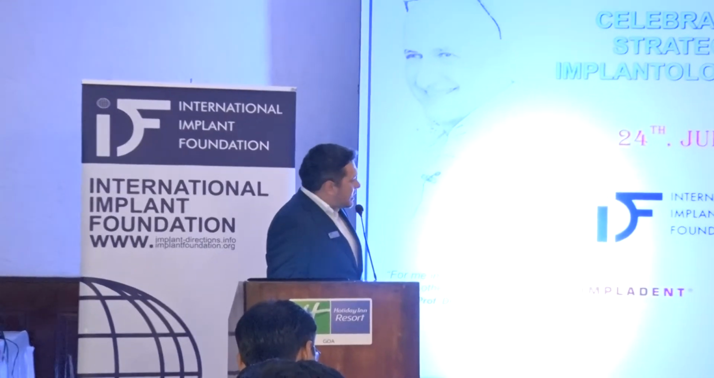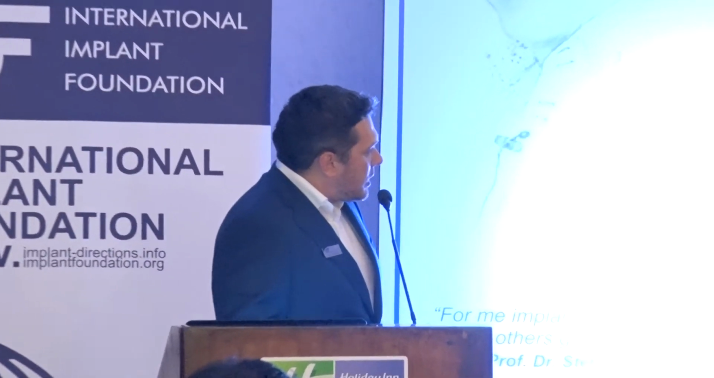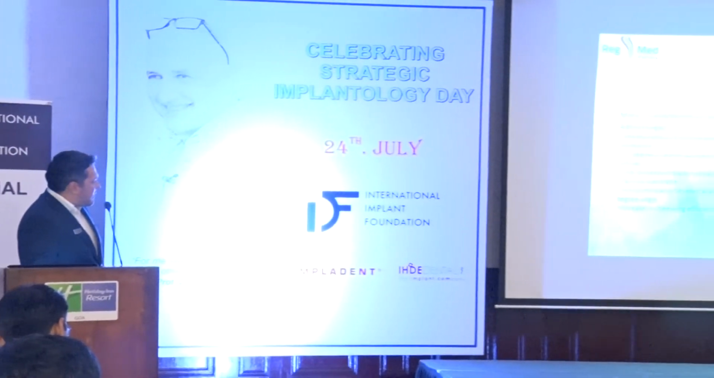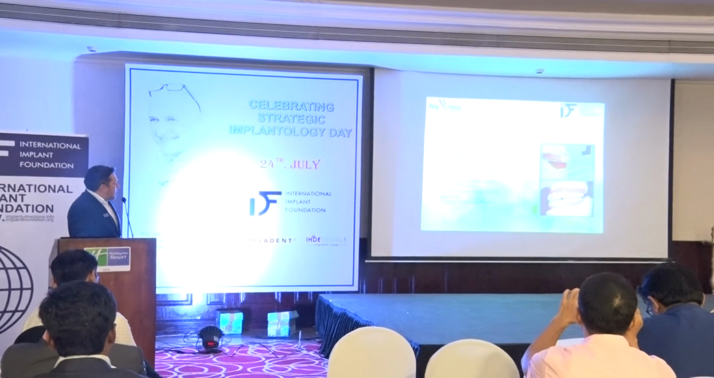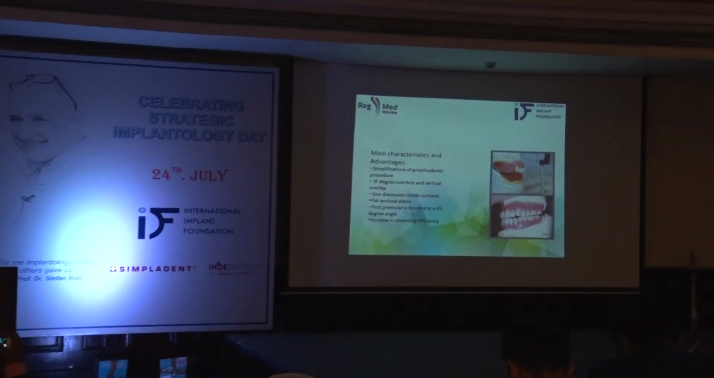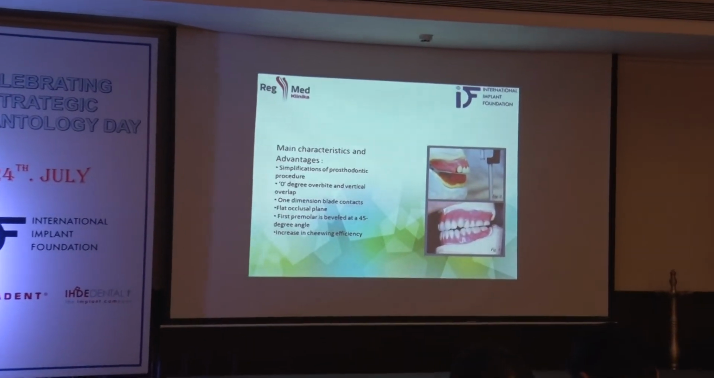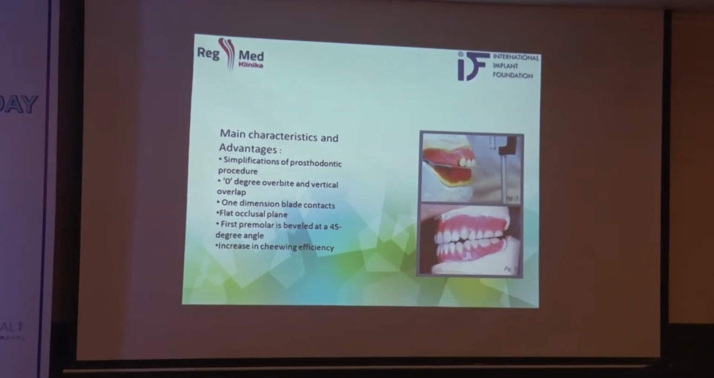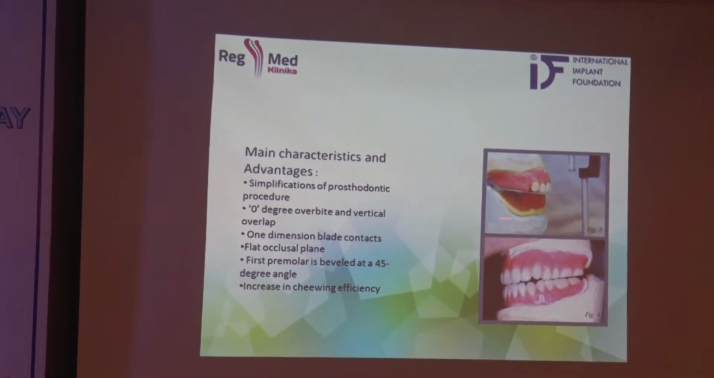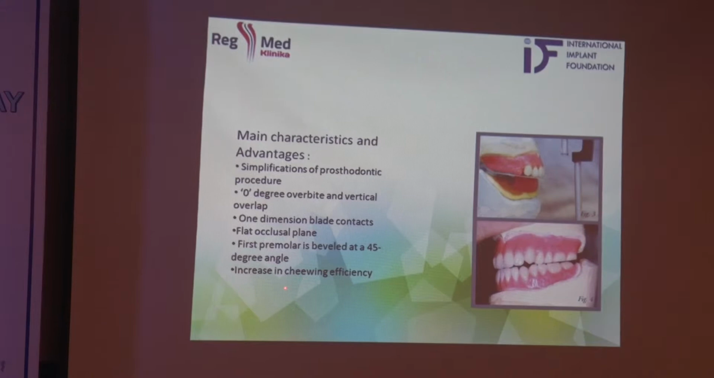Main characteristics and advantages of this concept: the simplification of prosthodontic procedure, 0-degree overbite and vertical overlap, one-dimension blade contact, flat occlusion plane. First premolar is beveled at 45-degree angle. It's to avoid the contact during movement to the front of the mandible, and with the use of the blade, there is a big increase in chewing efficiency.